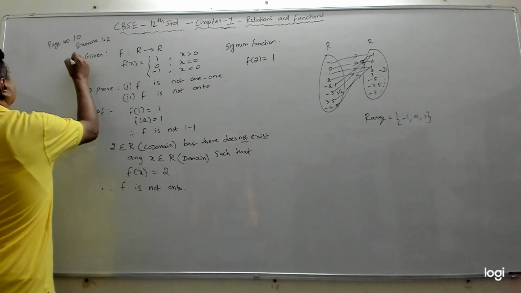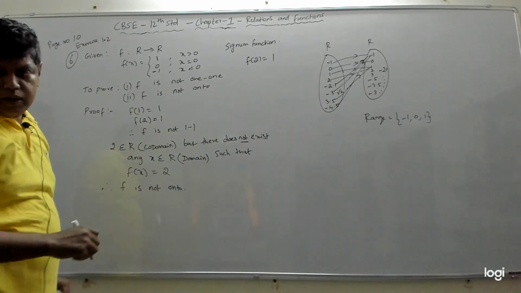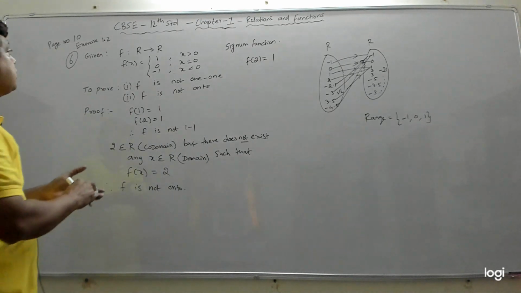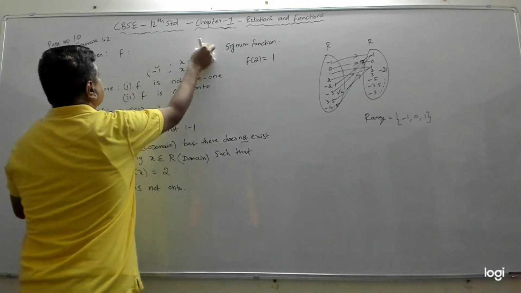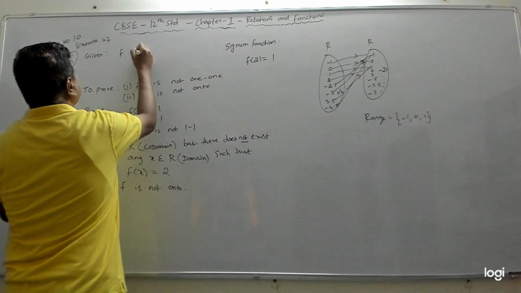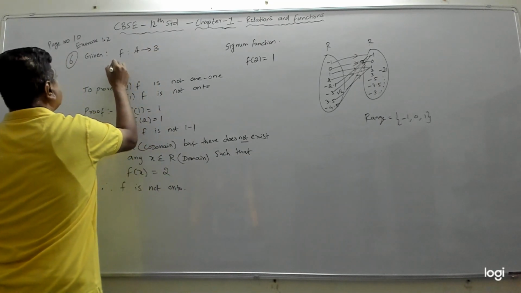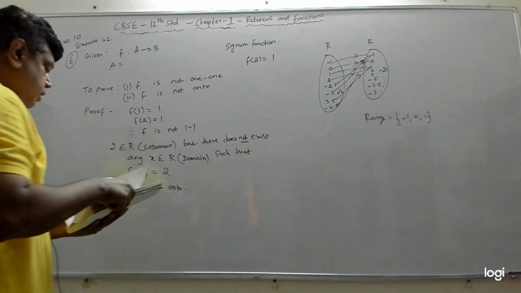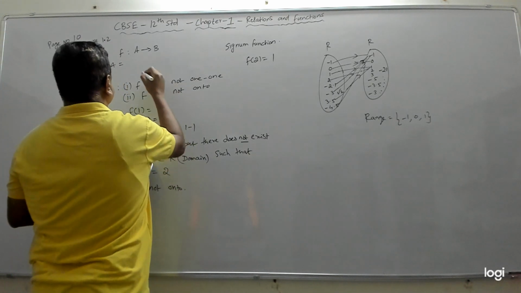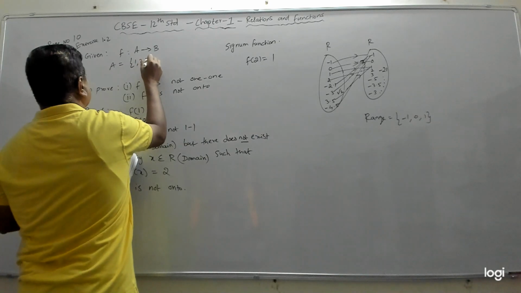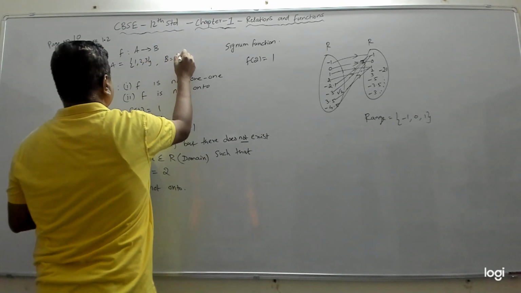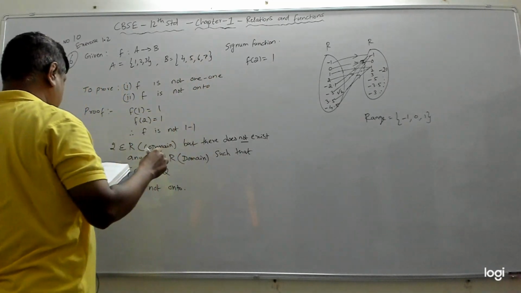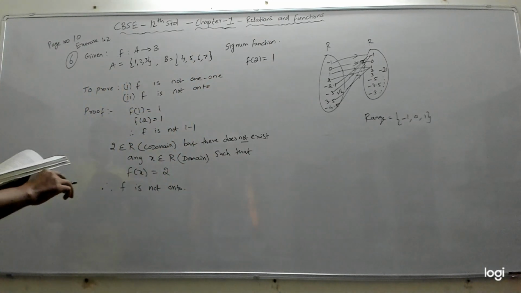The sixth one is, given f is a function from set A to set B. A is {1, 2, 3} and set B is {4, 5, 6, 7}. And let f equal to, so they have given f also.